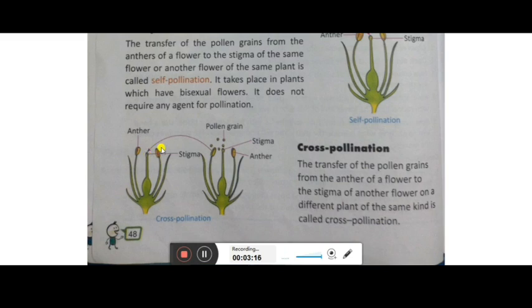Now you see that when pollen has to go from one flower to another, it needs one agent, or you can say a medium. The medium is known as the agent. It could be anything. What is that? The wind may carry the pollen grains, or water may carry them, or insects can also carry them. How they will carry and who will carry the pollen grains, we will study in another topic, the agents of pollination.